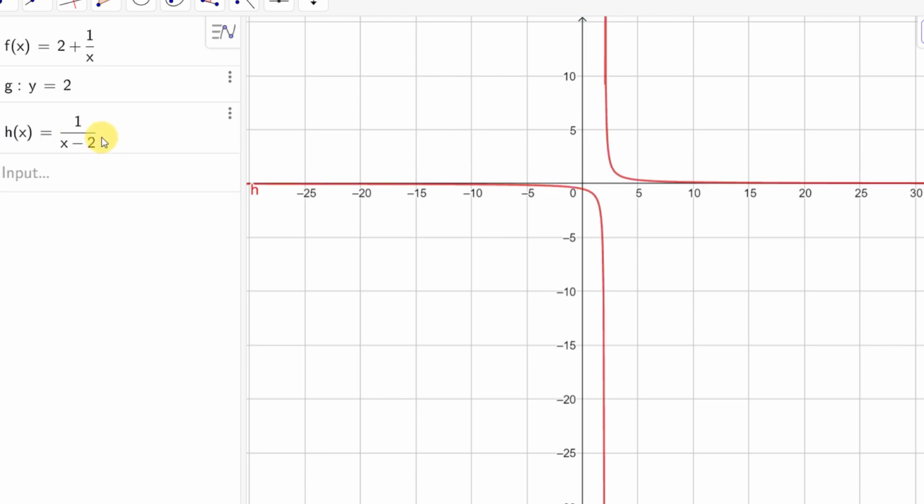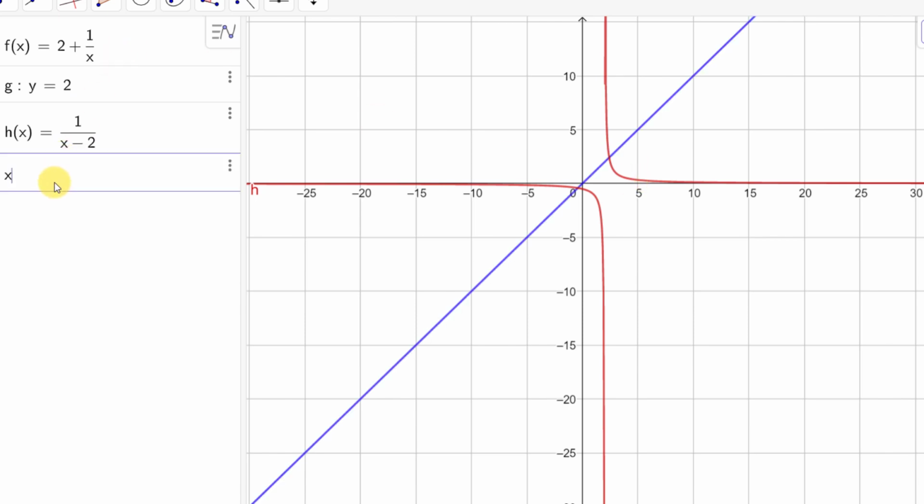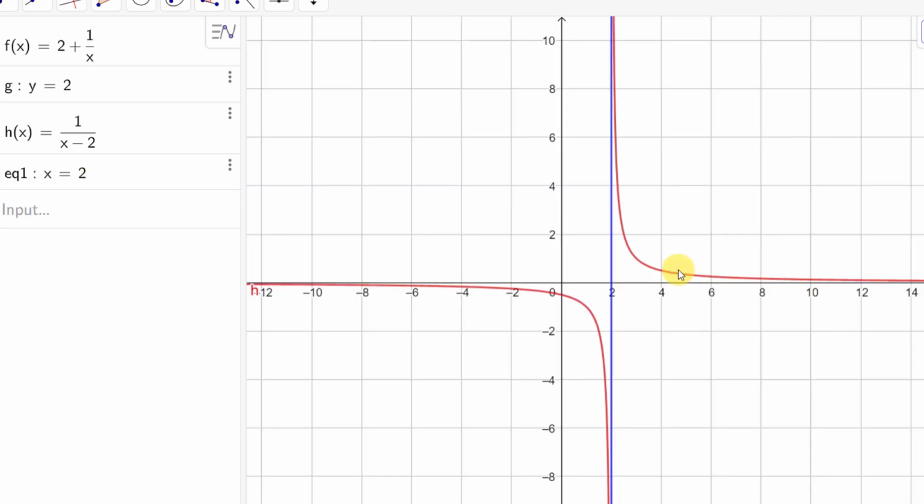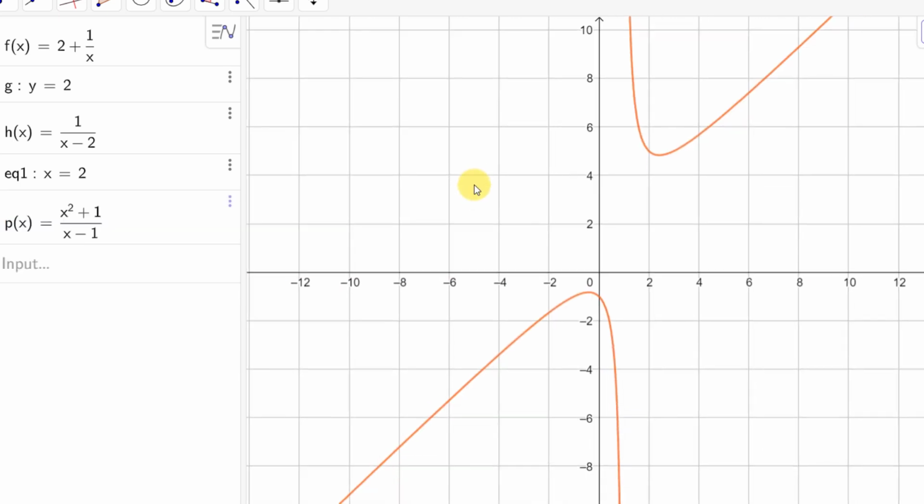If we instead look at the function like this, then we see that we have this graph. And let us put in the straight line x equal to 2. Then we see that the function approaches the blue line when x goes to 2. So we see that we have a vertical asymptote here for x equal to 2. So you can find vertical and horizontal asymptotes by looking at limits of functions.